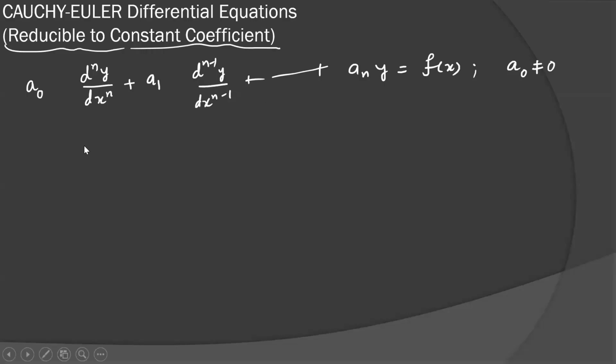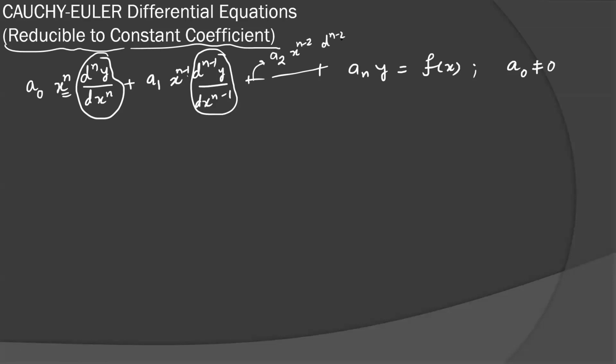Now, what is the type of Cauchy and Euler? He just multiplied x to the power n here, x to the power n minus 1 here, and so on. It means the order of the derivative term and the degree in x are the same. Here the derivative order is n minus 1, and the degree is n minus 1. So can you tell me the next term? It will be a2 x to the power n minus 2 times the (n minus 2)th derivative of y with respect to x, plus so on. So this is the type of Cauchy-Euler differential equation.